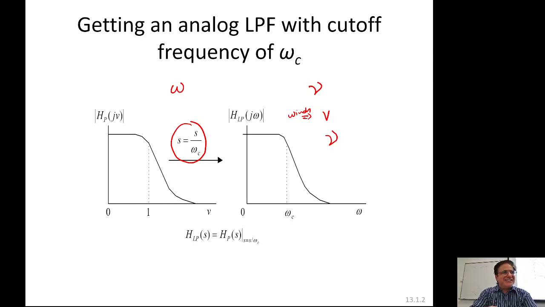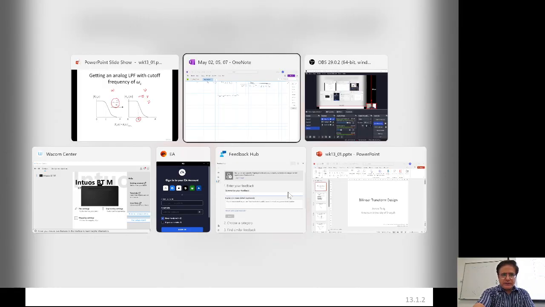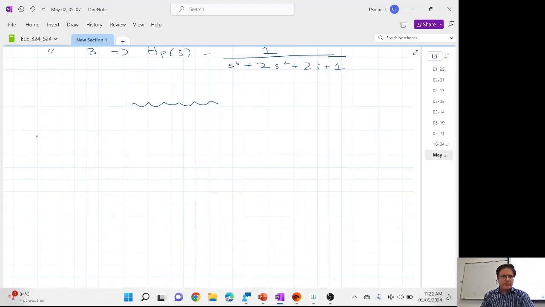Coming back. My claim is if I replace s with s over omega c, I'll get another low pass filter whose cutoff frequency is now omega c radians per second. So let's verify this claim. Conversion to a low pass filter of cutoff frequency omega c.